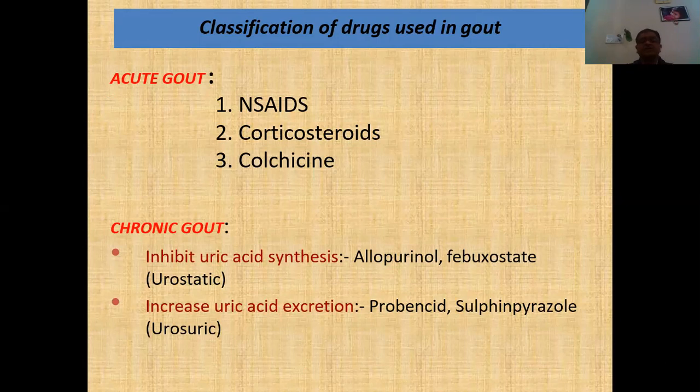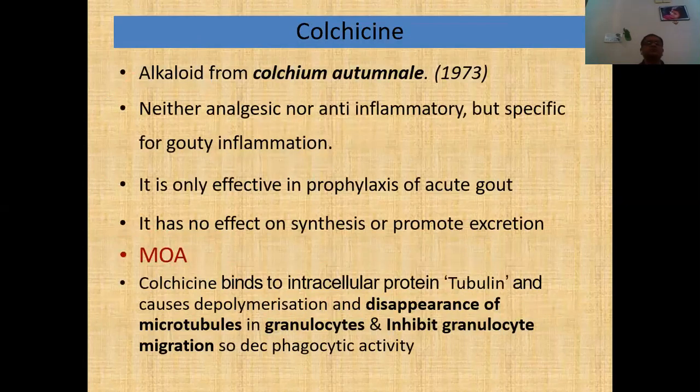The second is increased uric acid excretion. If by any way you are unable to control the uric acid formation, and excess quantity of uric acid is formed, then in that case you have to give drugs for uric acid excretion. Such as the uricosuric drugs you can use, such as probenecid and sulfinpyrazone. Such types of drugs you can give to the patients.